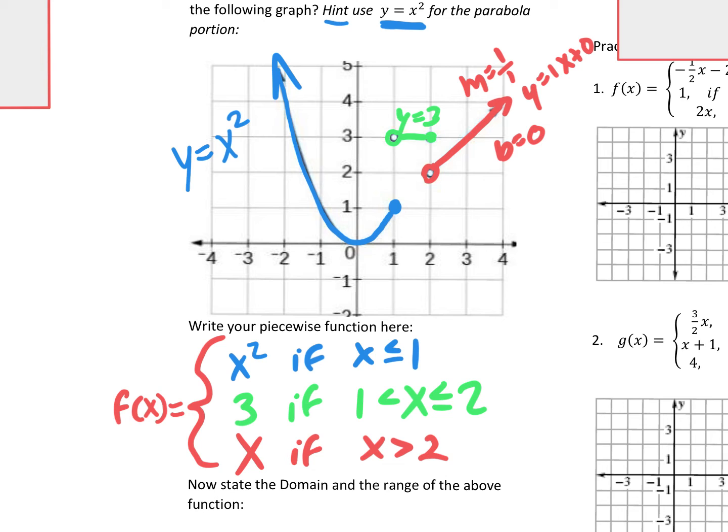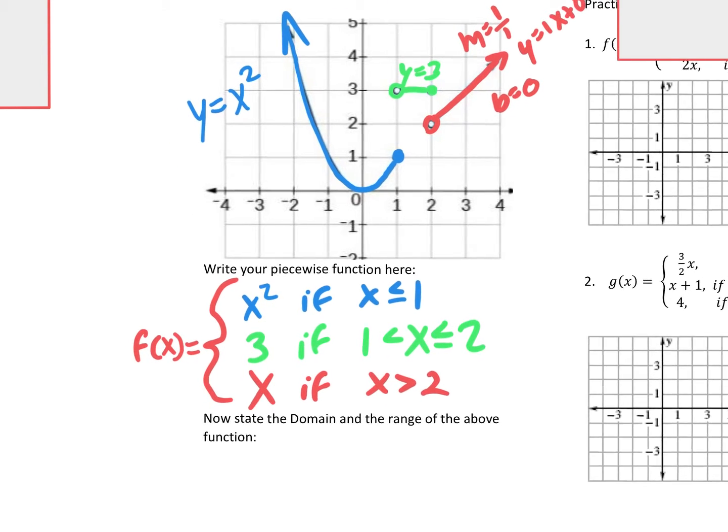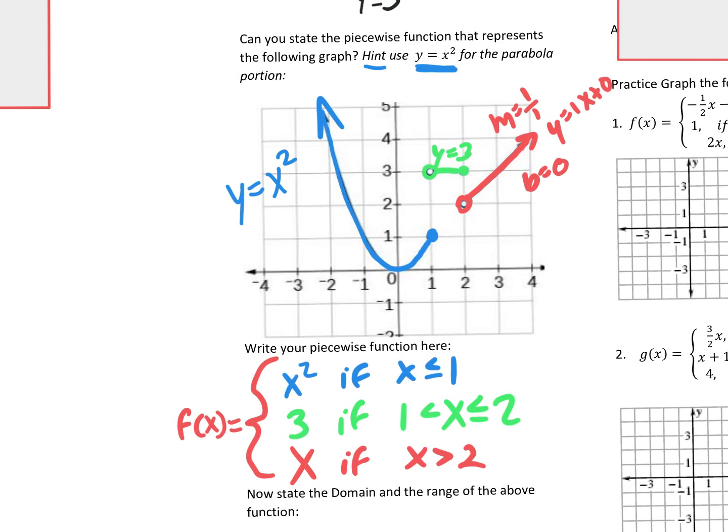So if you're just kind of getting it, that's great. So let's talk domain and range before we move on.